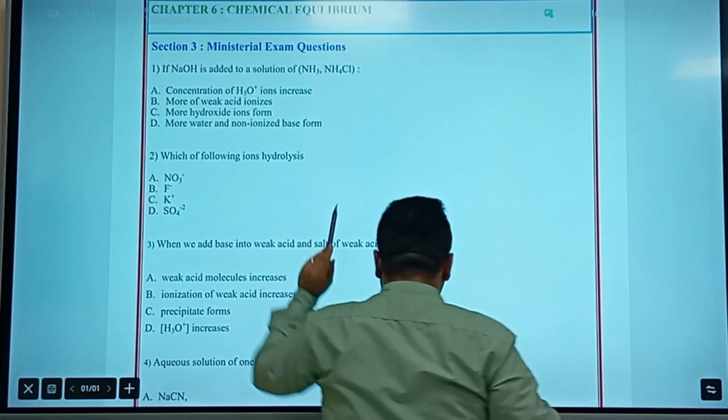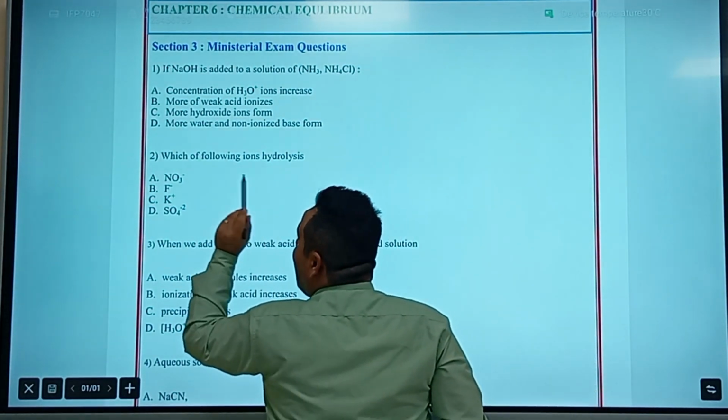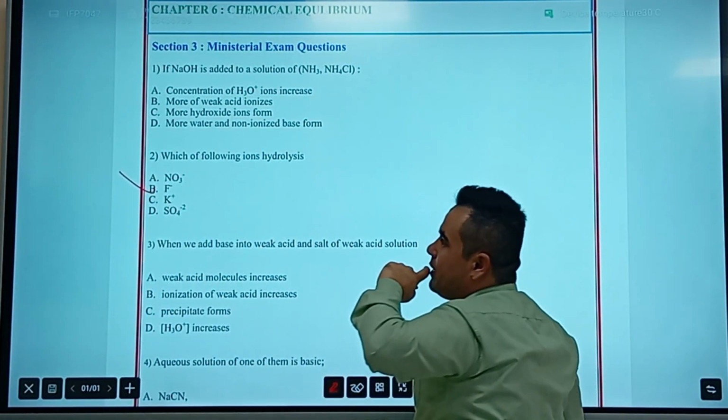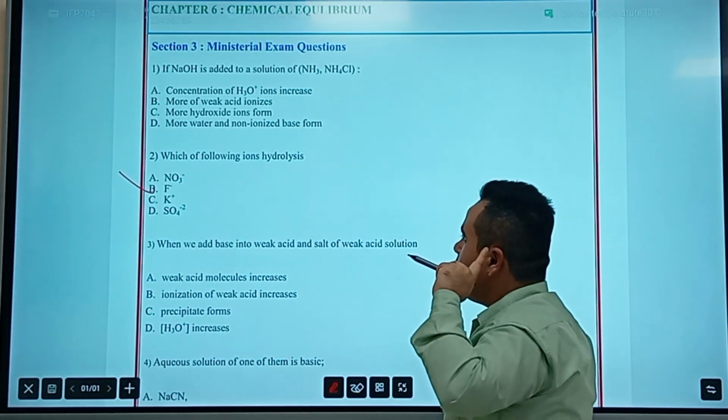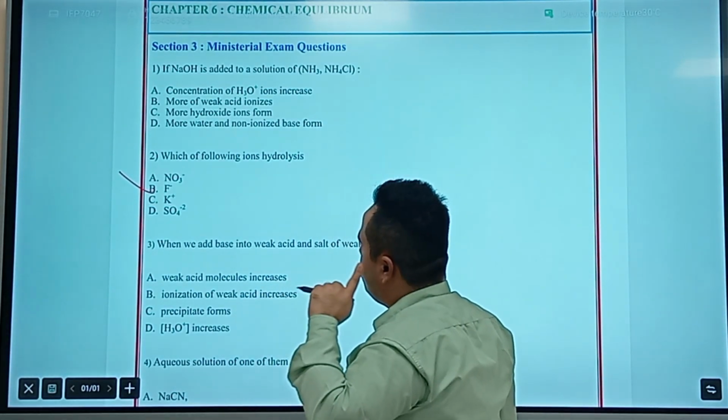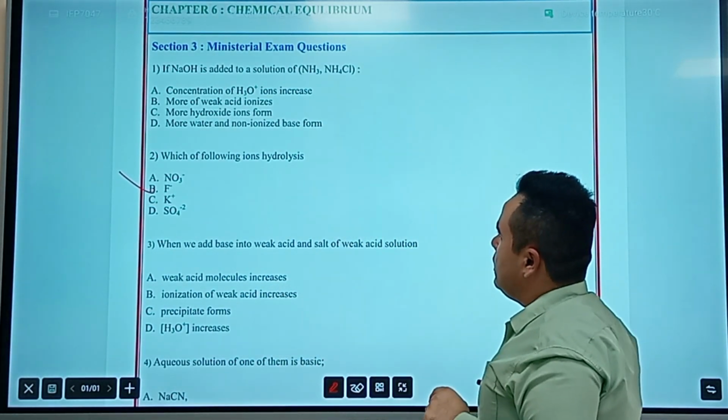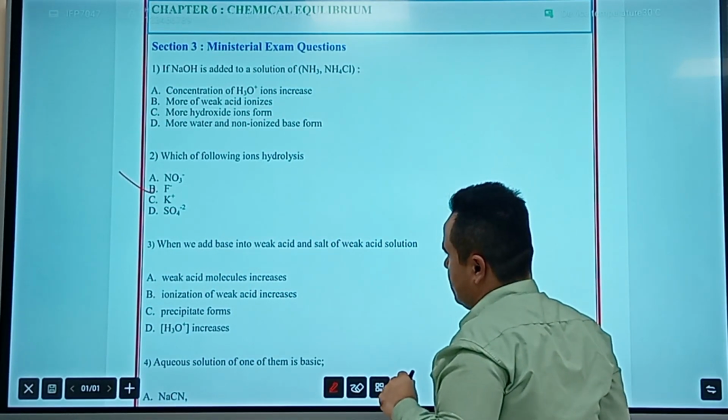Which of the following anions hydrolyzed, guys? Anion hydrolyzed, B is the correct answer. Why? Because the ion from the weak base undergoes anion hydrolysis.